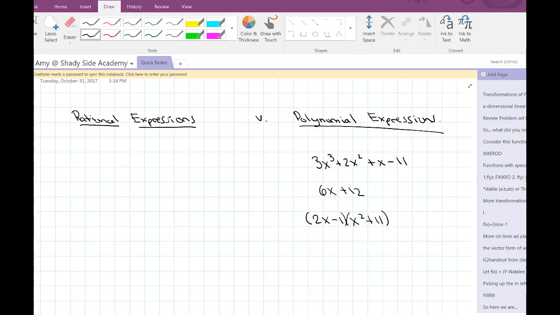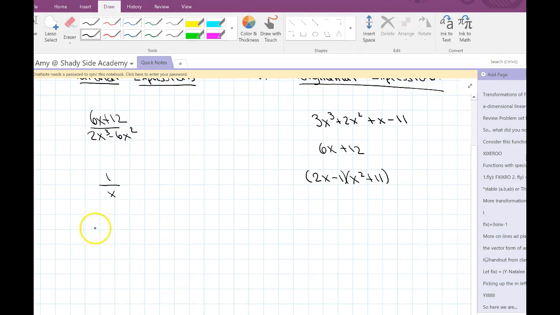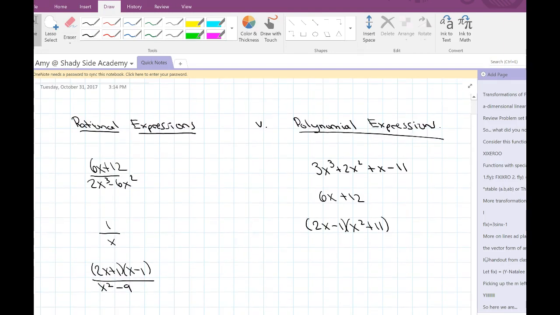So the first thing I want to talk about is defining what rational expressions are. Rational expressions are expressions that are quotients of polynomials. Here are a few examples: 6x plus 12 over 2x cubed minus 6x squared. Rational expressions are polynomial over a polynomial. Here's probably the simplest of rational expressions, 1 divided by x. Sometimes rational expressions will be a polynomial that's factored in the numerator and a polynomial that's not factored in the denominator, or vice versa.